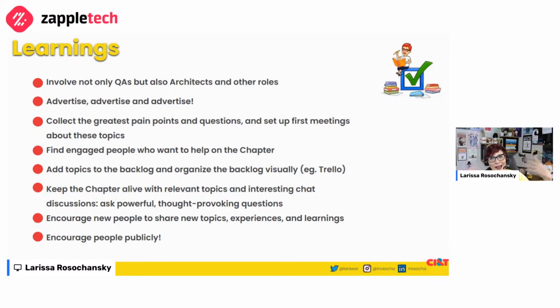And also add the topics to the backlog and organize it visually. Use Trello, use whatever tool you want, use post-its on the wall, it really doesn't matter, but use this to organize yourself and your people in order to be able to see what you need to do and what are the greatest topics you need to go for.